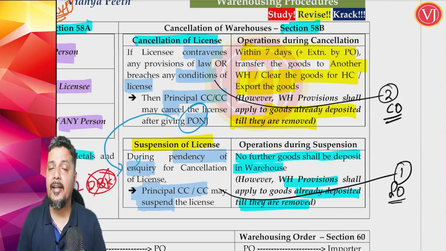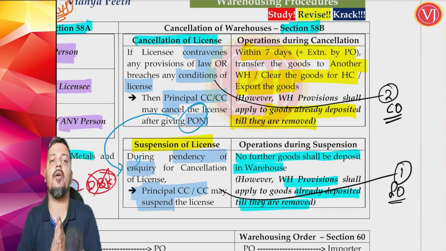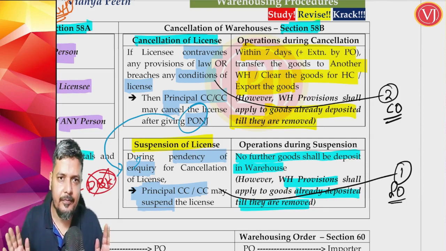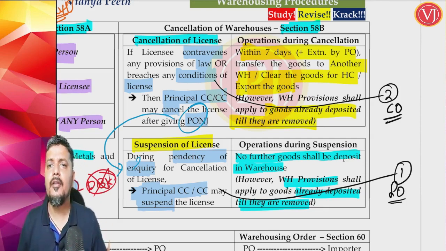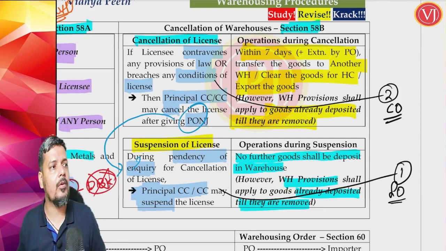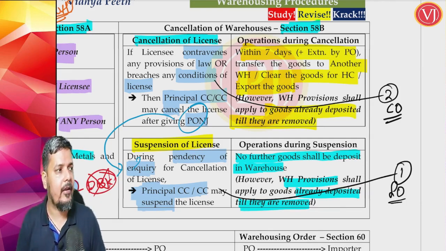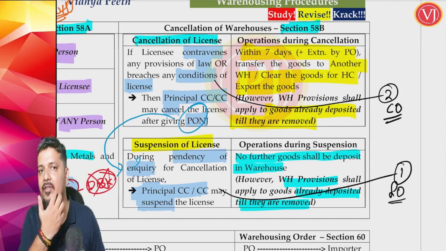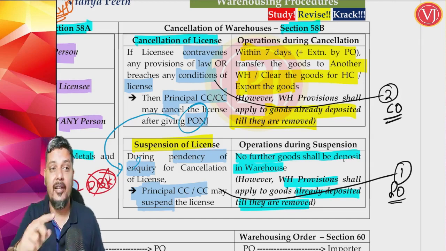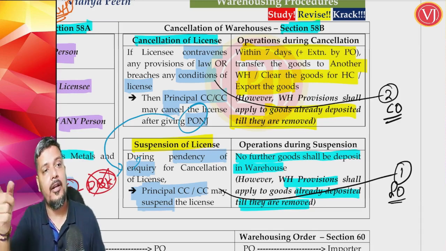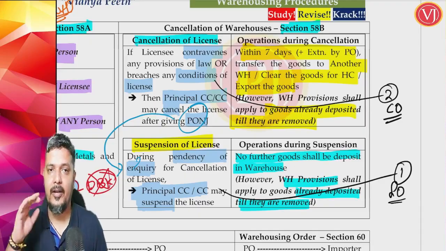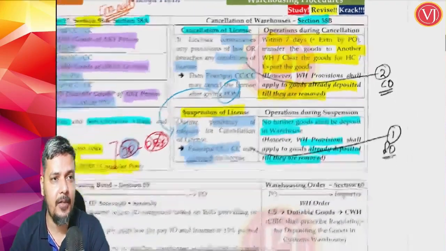But that's a clear-cut difference between your suspension and cancellation. What is that? Suspension means further depositing is not allowed. Already deposited goods, not to worry. Cancellation means further depositing is anyways not allowed, but for already existing goods, 7 days plus extension by officer. Please contact all the persons, all the importers, ask them to take these goods to another warehouse or clear it for home consumption or export it. So that is all about section 58B.